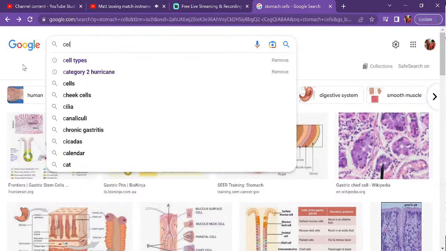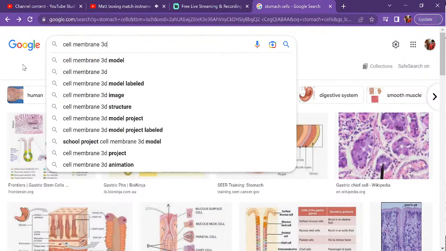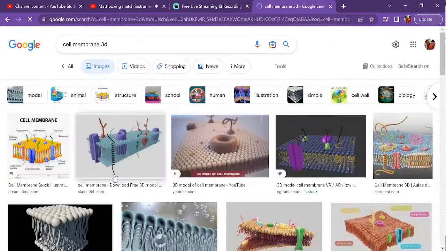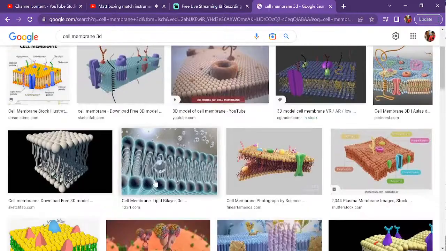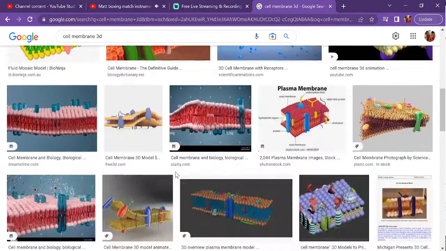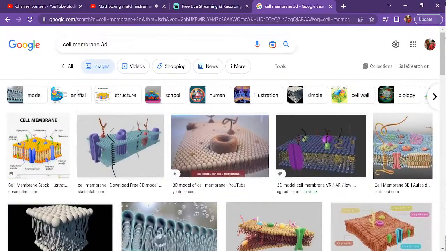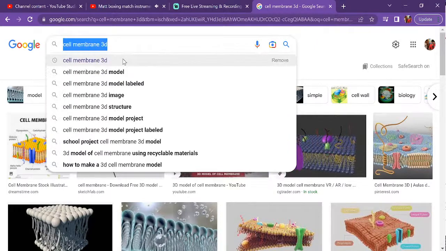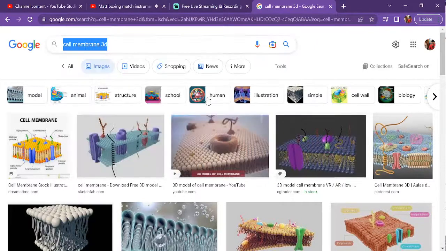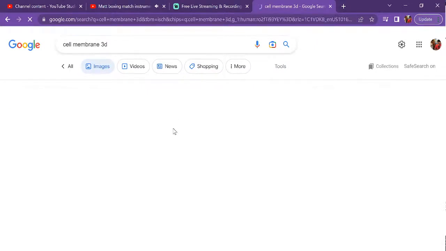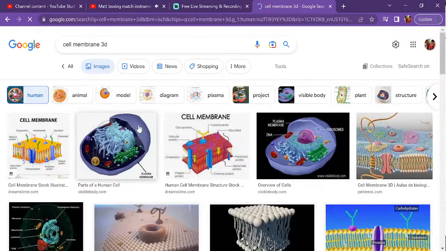Let's do it. Cell membrane, 3D. Wow, look at that wrapping. Now, I don't know if I should have done 3D first, because y'all are going to be like, wait, that doesn't look like a wrapping. That looks like a sandwich. Here, let's look at it like this. Wow, look at that wrapping.